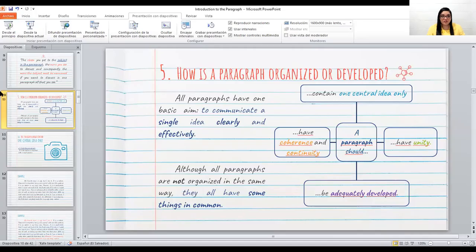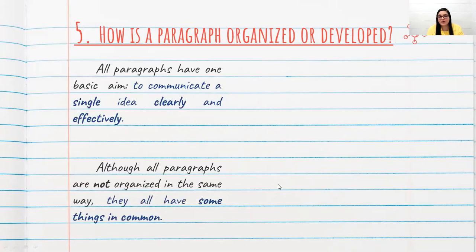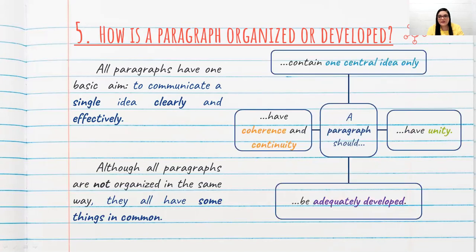And what you see now is, as I was telling you in the previous video, a definition of the paragraph. But we have already defined the paragraph. And now what we need to do is to refresh these things that we studied previously, which is how the paragraph is organized or developed. Well, when we talk about paragraph organization and the characteristics that will make our writing more effective, we have to think about a paragraph having just one central idea that the whole paragraph is about. It should also have unity, it should be adequately developed, and it should have coherence and continuity.